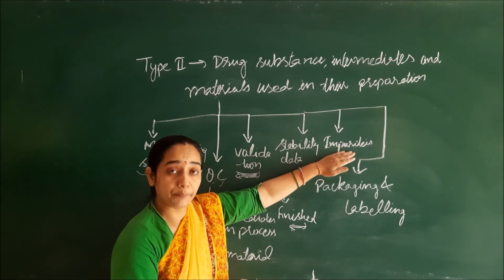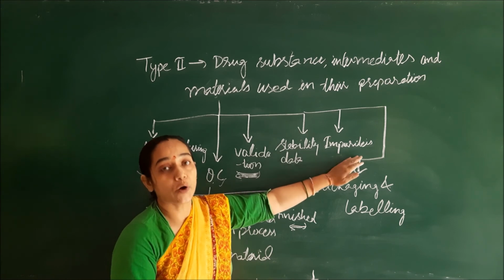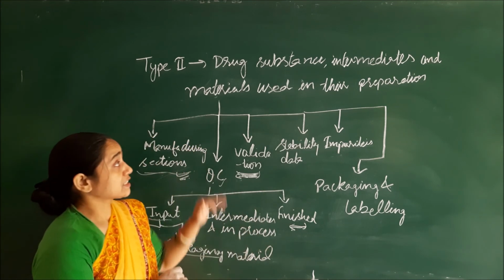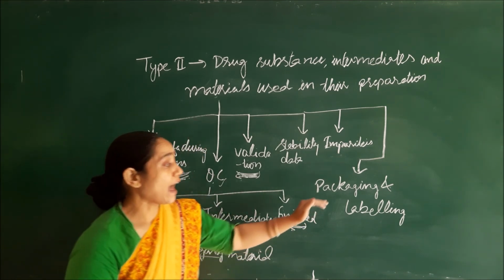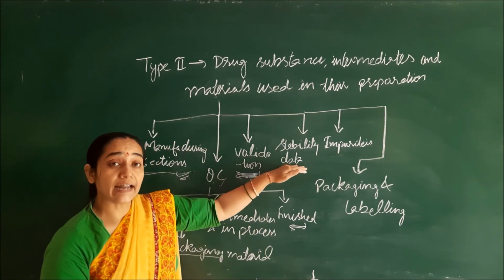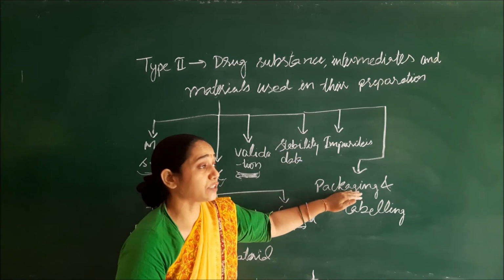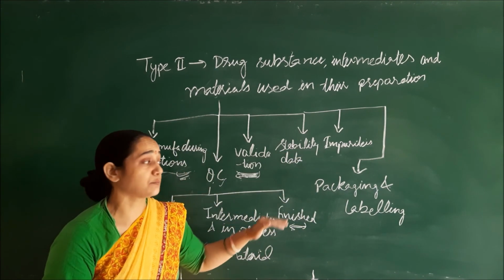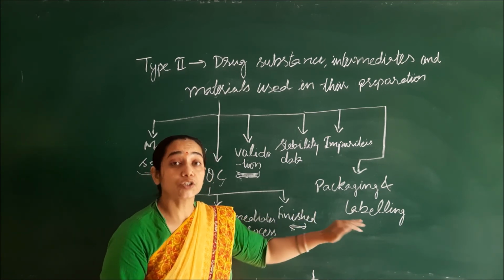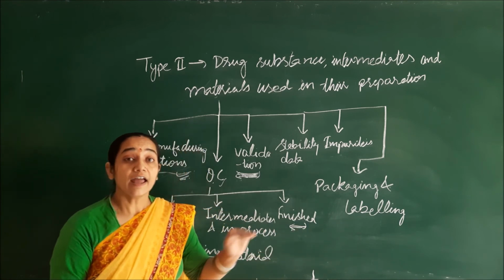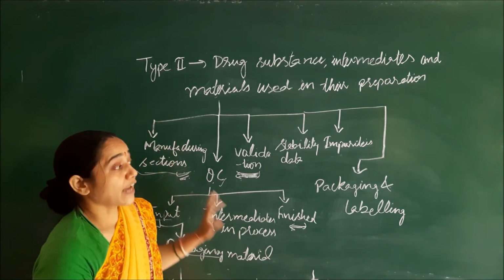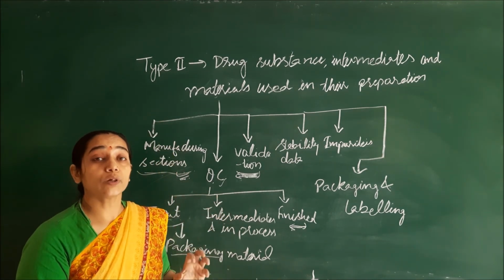Means all the kinds of impurities, either heavy metal impurities or any other impurity, will be justified and specified under this heading. As well as this type 2 drug master file will also provide the information about the packaging and the labeling. Means as the stability data is available over here, it will be specified under which condition this drug substance or the drug product should be stored and how this product should be labeled so that it can be easily identified and used by the customers. So, in this way, type 2 drug master file contains all the information.